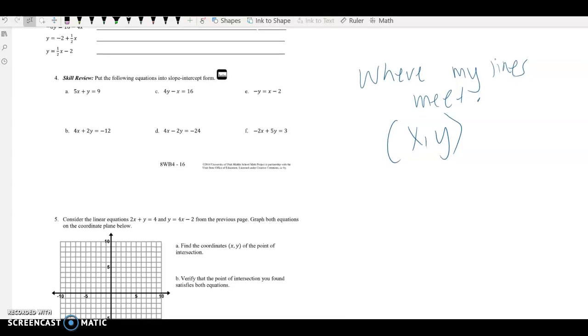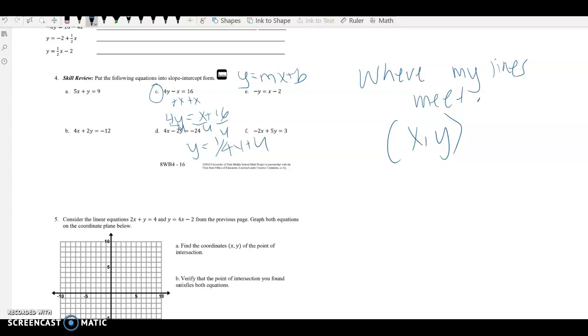It says put the equations into slope-intercept form. We learned in chapter 3, slope-intercept form is y equals mx plus b. So if I'm trying to put c into slope-intercept form, I'm trying to get y by itself. I'll add x to both sides, so I get 4y equals x plus 16. Divide everything by 4, and I get y equals 1/4 x plus 4.